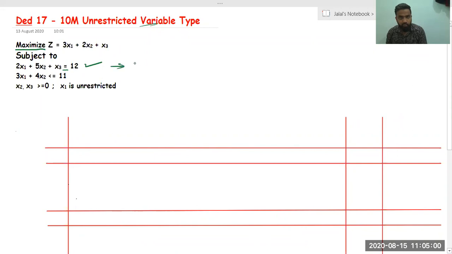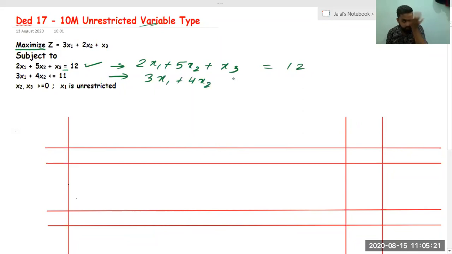So we already know whenever there is equal to, it means that it will be like 2x1 plus 5x2 plus x3 is equal to 12. But whether we should add an artificial variable or not will depend upon the second condition also. You'll just see 3x1 plus 4x2. Since it is less than, we will add one slack variable s1, and then this will be equal to 11.